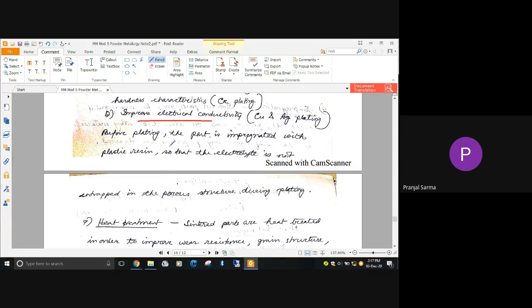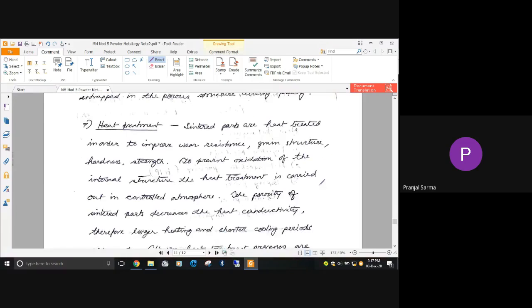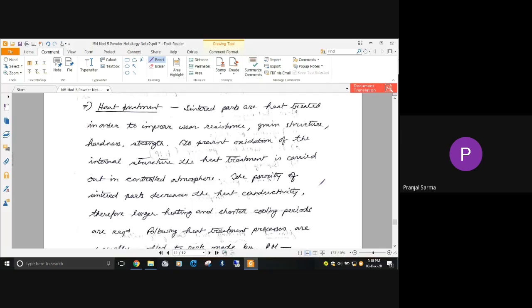So before plating, what generally is done is that the particular part is impregnated with certain plastic resin and so on, so that the electrolyte will not get entrapped in the pores during that process. Understood up to this much? Yes, sir. Okay, thank you.